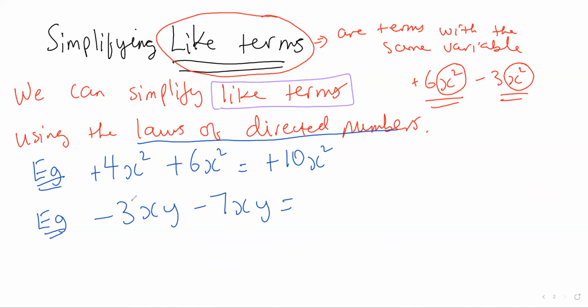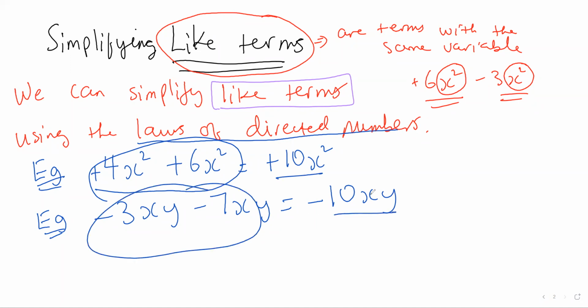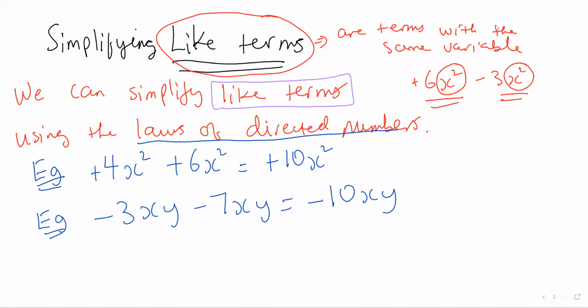So 7, 8, 9, 10. So this is minus 10xy. So when we simplify and make it simpler, we took two terms and made them into one term. Two terms here again, made into one term. That's what we call simplify. Make something simple, right? Good.